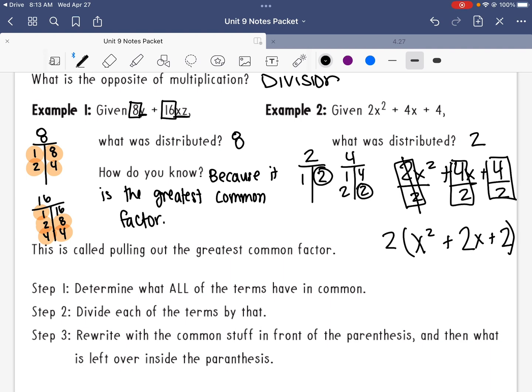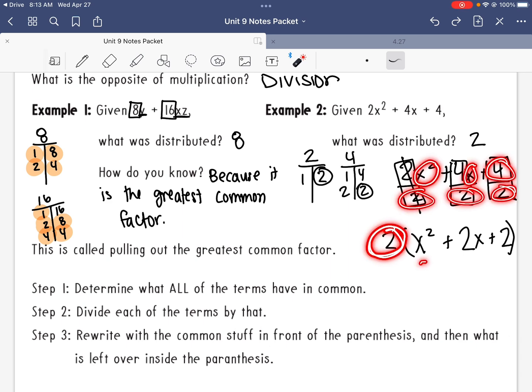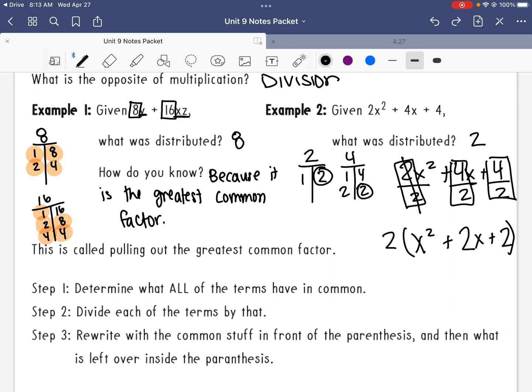Okay? So the 2 that we're dividing by on all of these is going to end up out here. And then all of this leftover stuff ends up here. Okay, so all we're doing is saying, okay, a 2 was distributed, so we need to pull it back out.